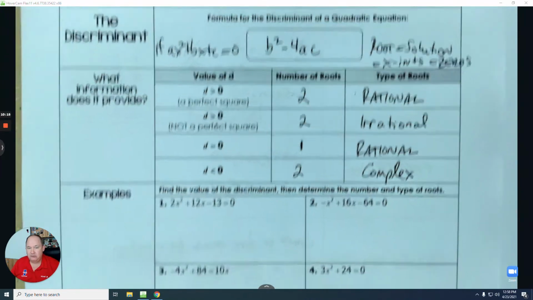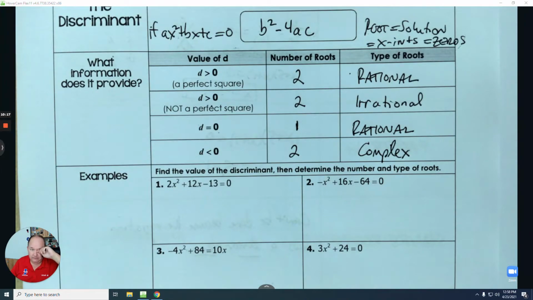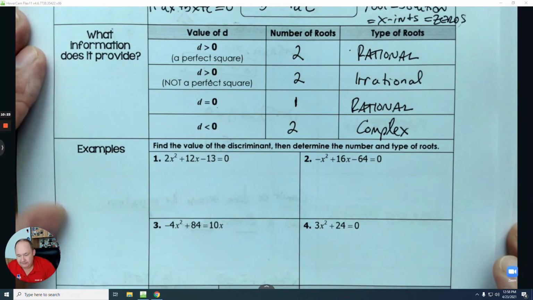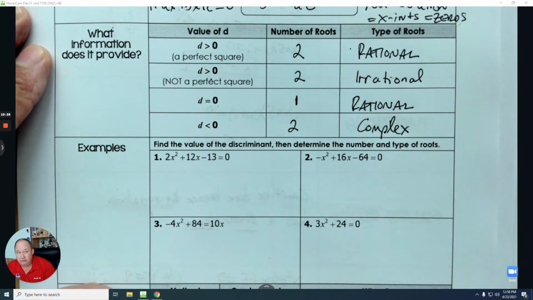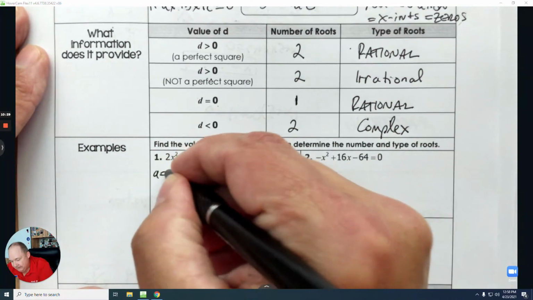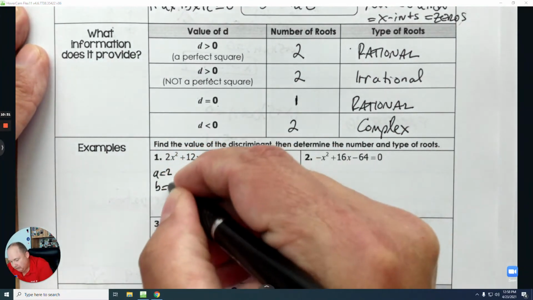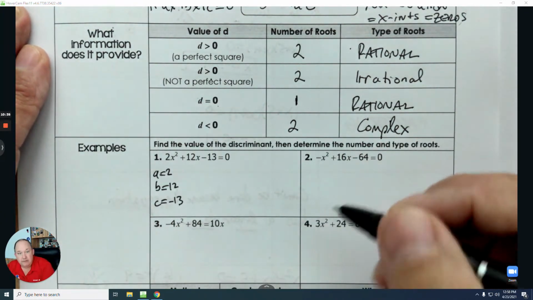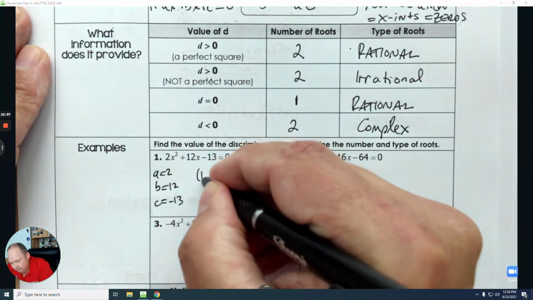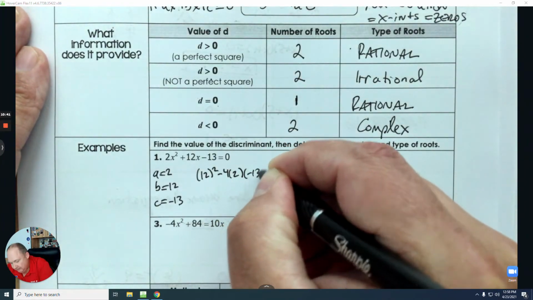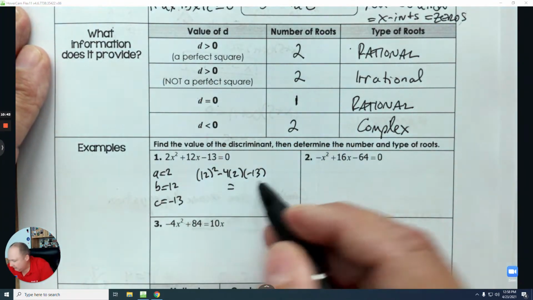So let's practice this. So we're going to practice finding the discriminant and then determining the number and types of solutions it comes up with. So we're actually not going to solve it. We're just going through this process. So I need to recognize that A is 2, that B is 12, that C is -13. The discriminant is B squared minus 4AC. At this point, it's okay to use a calculator if you want.